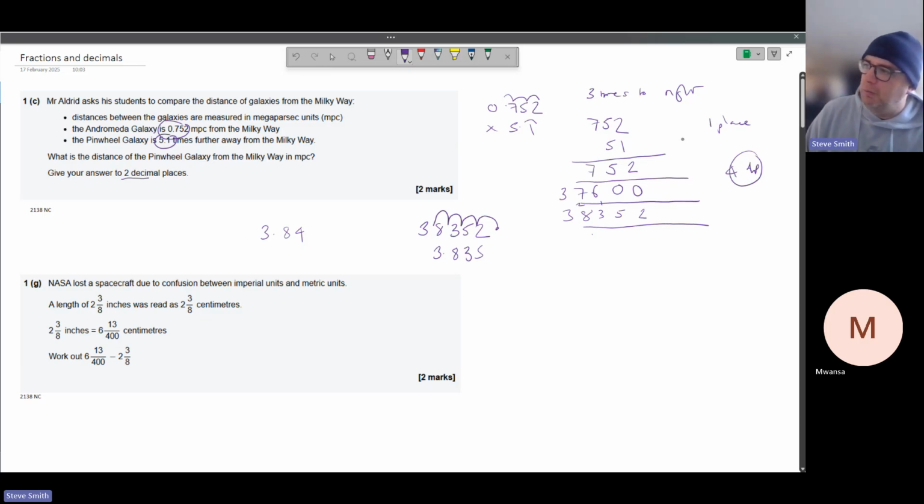So that's the answer. We take out all of the rubbish, all of this mess, and we concentrate on the numbers.